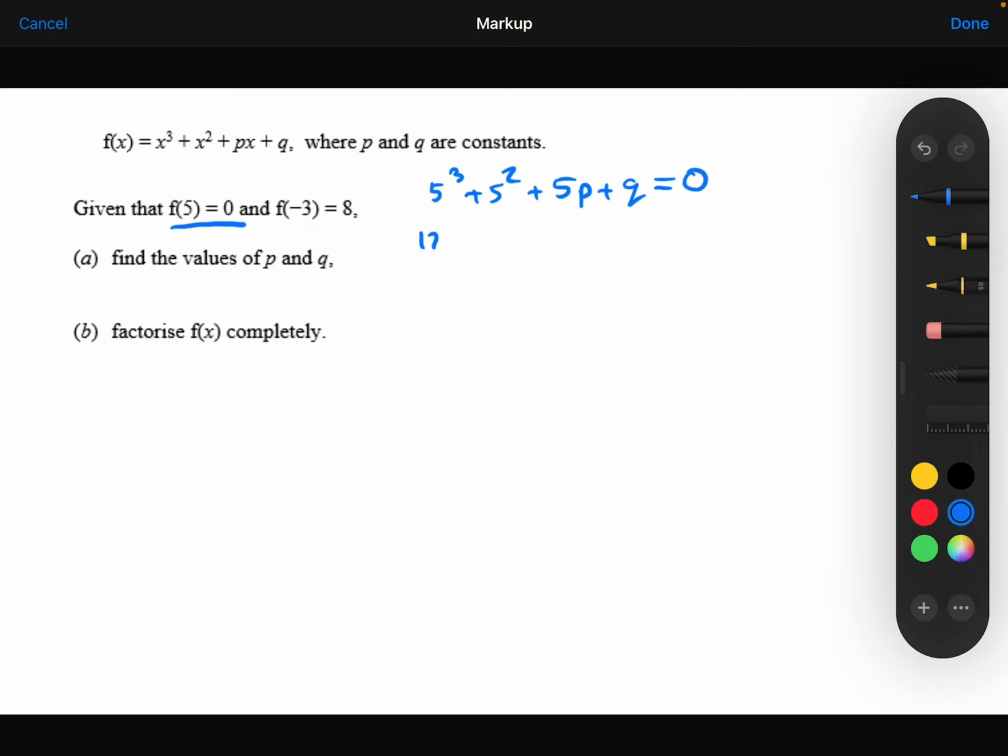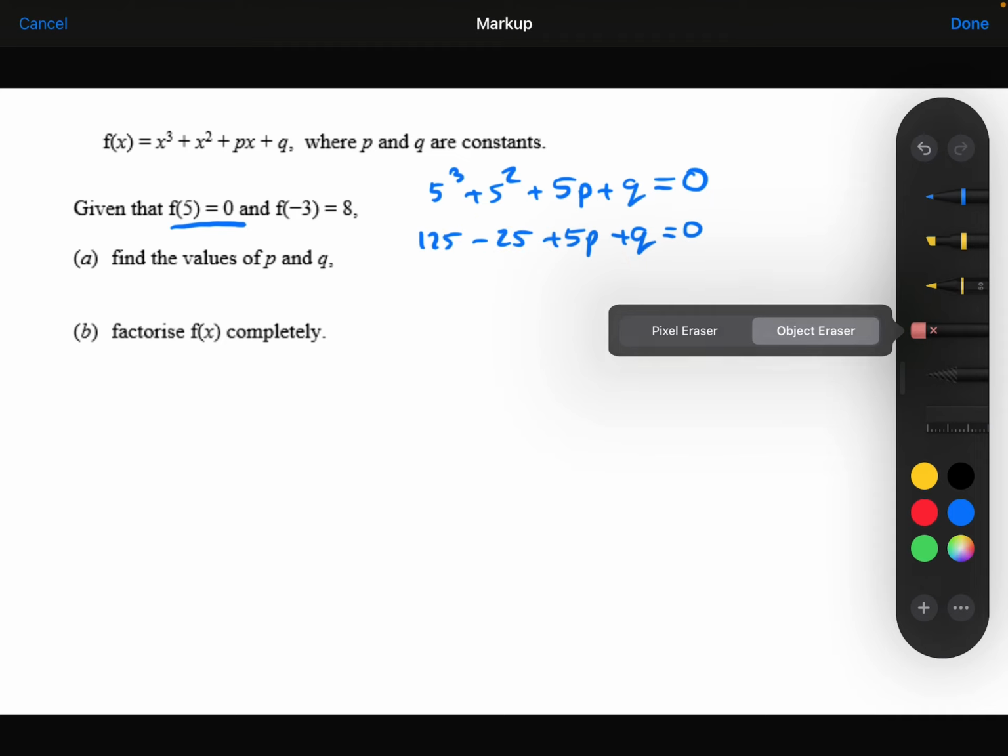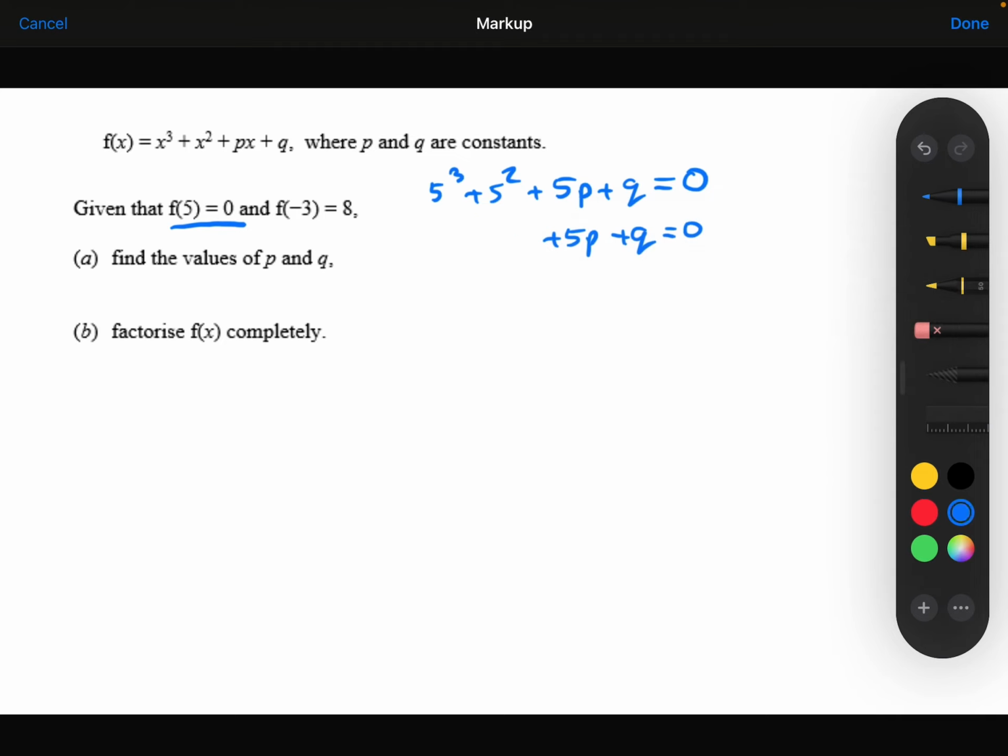The 5 cubed is 125, the 5 squared is 25. So these add up to 150. And I'm going to subtract 150 from both sides as well. And put a box around that. There's not much more I can do with that just yet.